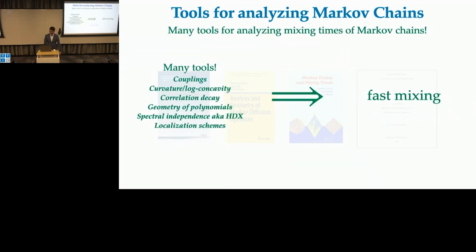And over the years, there have also been many tools developed towards the goal of proving fast mixing of Markov chains. So this suggests to us that there are many ideas for us to try to prove that these Markov chains that show up in the context of inference mix fast. Seems rather comforting, right?